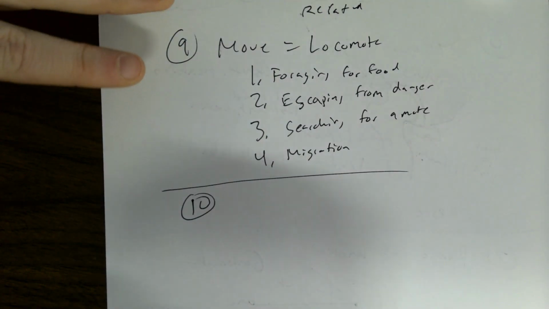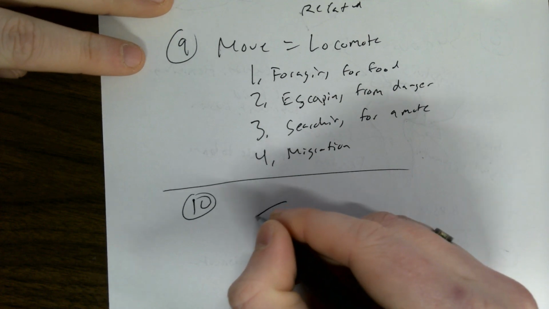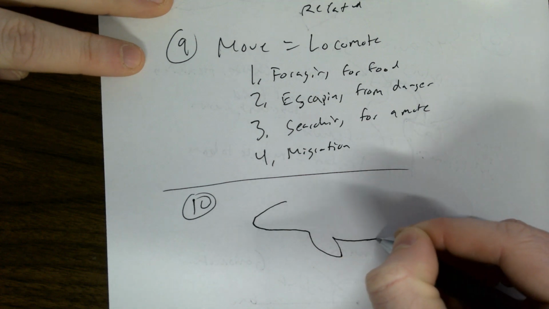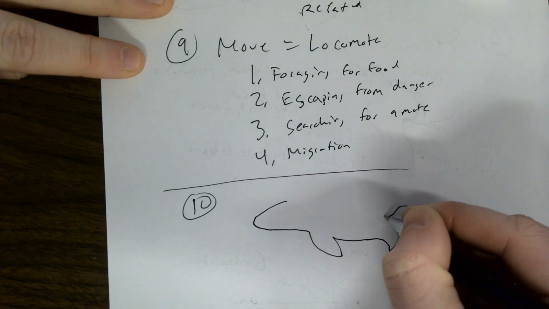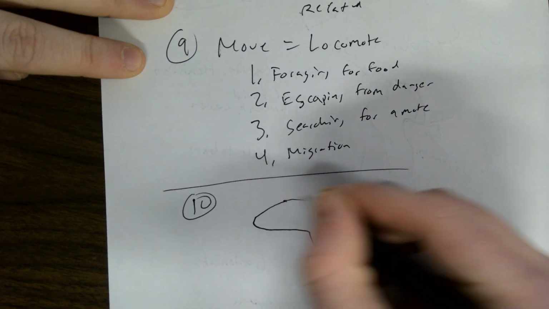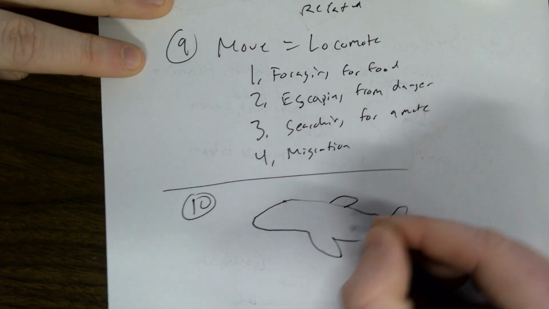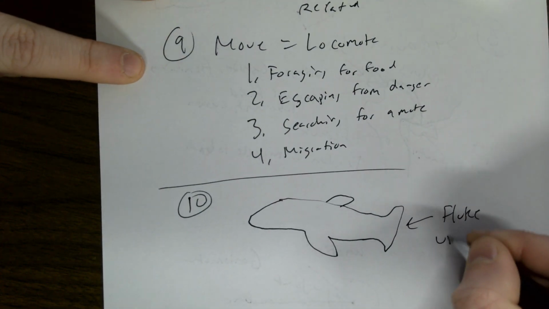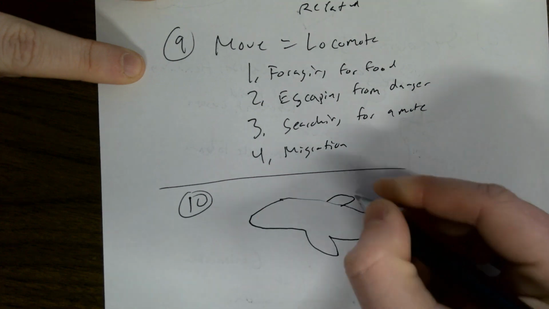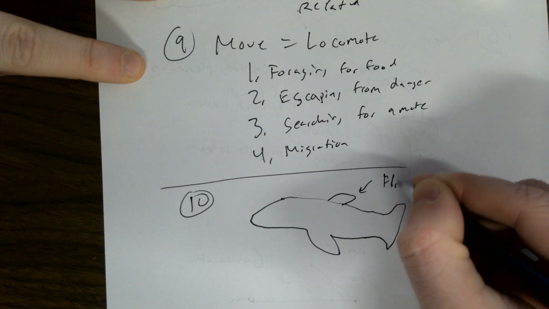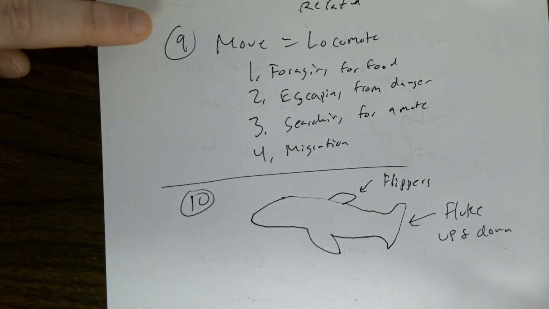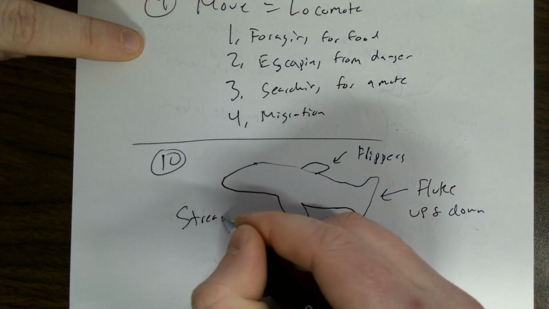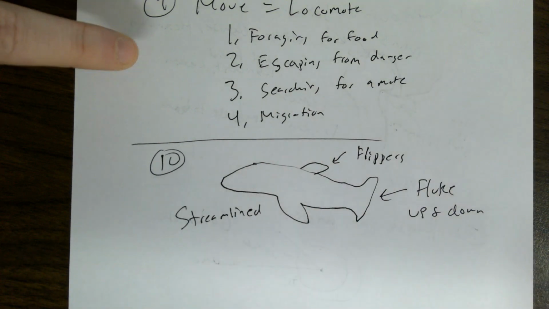Standard 10 is all about our dolphins. Or marine mammals. So they have a fluke that moves up and down to power them through the ocean. They have flippers instead of like a hand or like feet to make them swim through the ocean. They're streamlined to reduce water resistance.